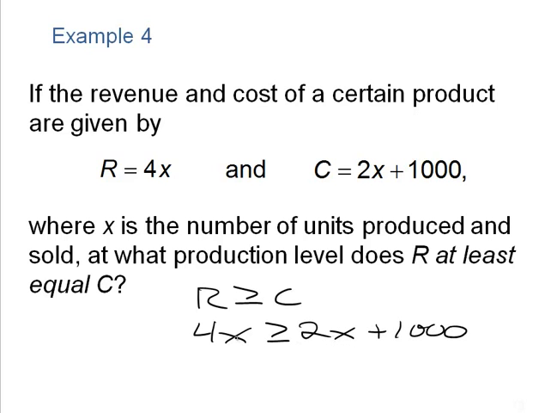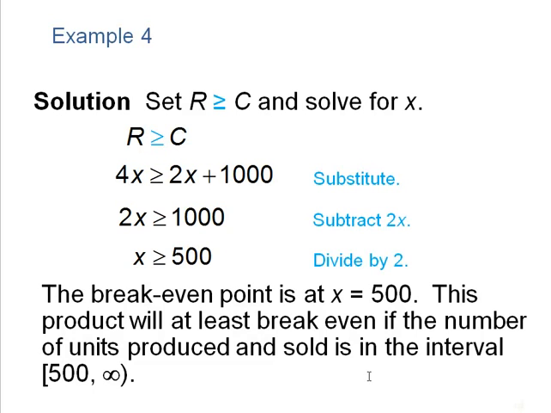I would move the 2 over here and have 2x, right? I'm subtracting 2x from both sides, greater than or equal to 1,000, divide by 2. And it looks like we need to produce 500 units such that revenue at least breaks even or is greater than cost. And they get the exact same thing.